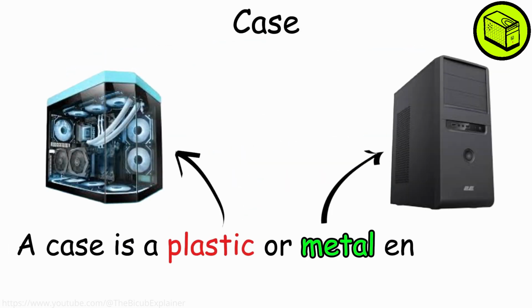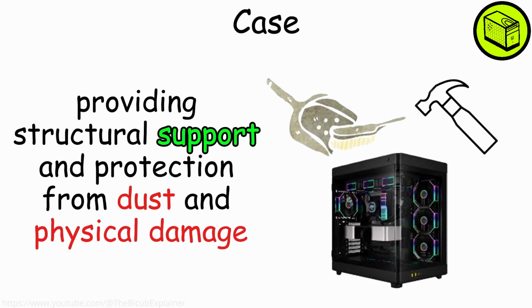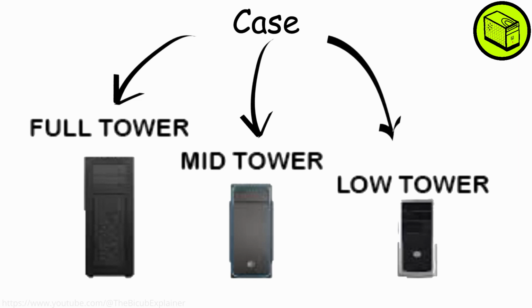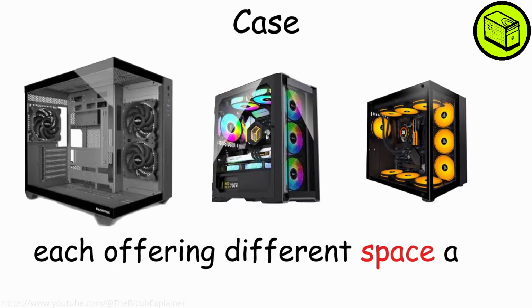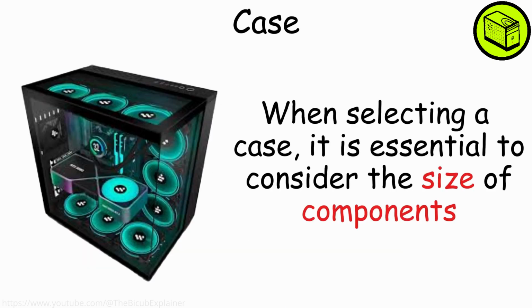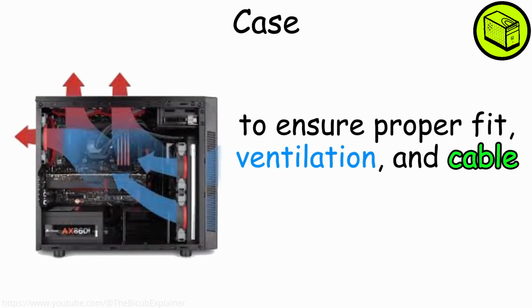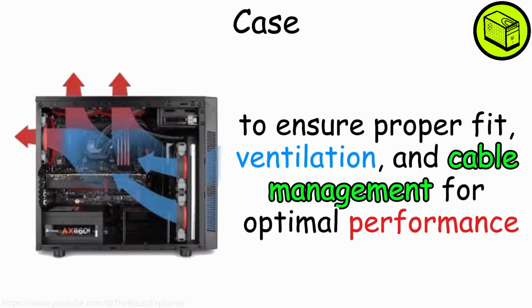Case. A case is a plastic or metal enclosure that houses all computer components, providing structural support and protection from dust and physical damage. Case formats vary, including mini tower, mid tower, and full tower, each offering different space and airflow options. When selecting a case, it is essential to consider the size of components such as the motherboard, GPU, and cooling system to ensure proper fit, ventilation, and cable management for optimal performance.